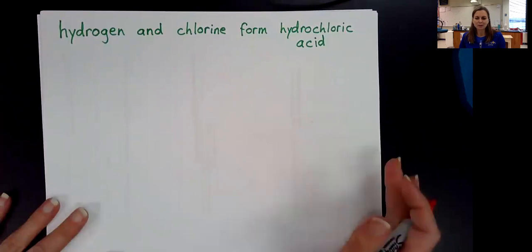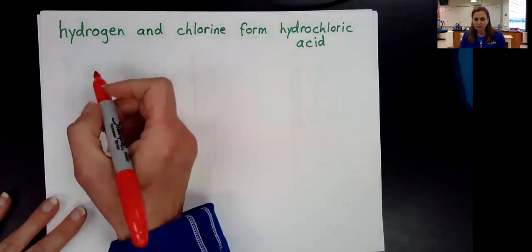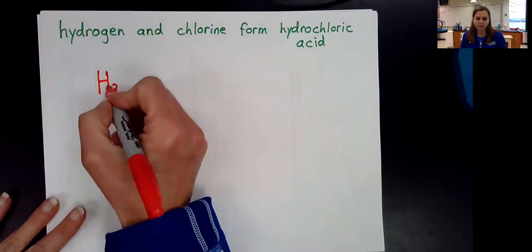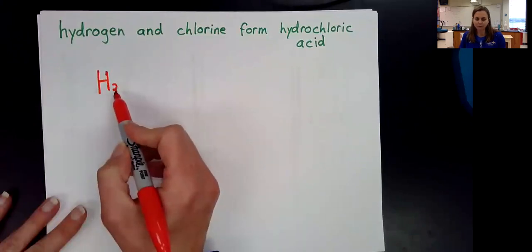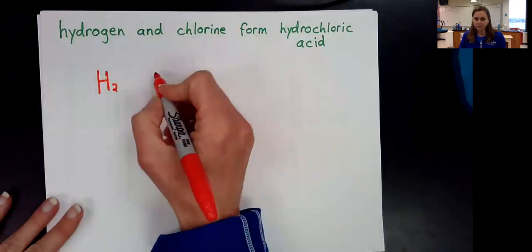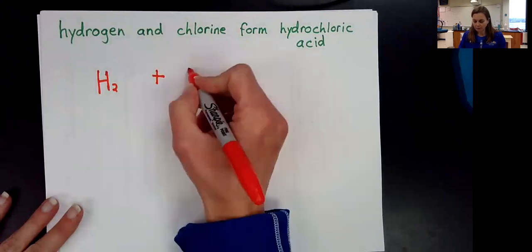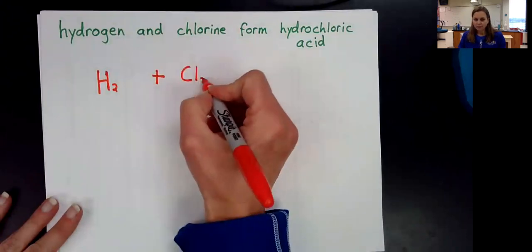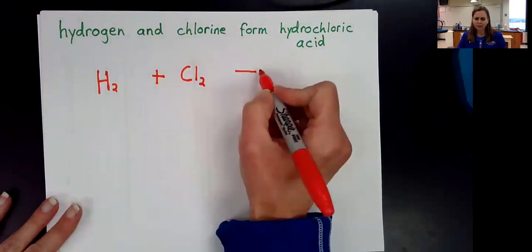We're going to substitute in chemical formulas. Our chemical formula for hydrogen is just H2. We remember that hydrogen is one of our diatomic molecules, so we always have to put that little subscript 2 there. We're going to write the "and" as a plus symbol. Chlorine, again, is one of our diatomic molecules, so it needs a subscript 2 as well. And they react to form, so we're going to put our yields arrow, hydrochloric acid.